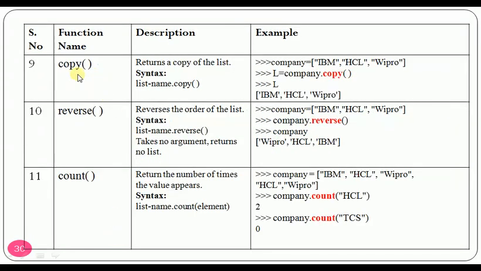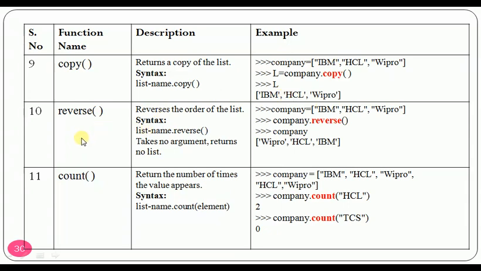Now, next method is copy. Copy returns a list and copies that to another list. For example, we have a company list like this. I want a copy of this company in another list called L. Then look at this L now. It is the same copy of this company. It contains all the elements of this company.